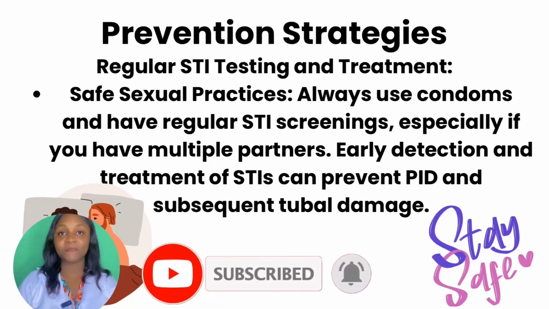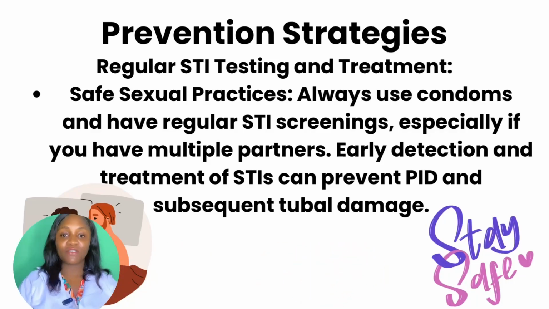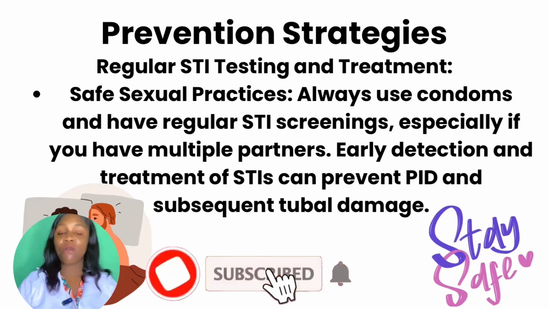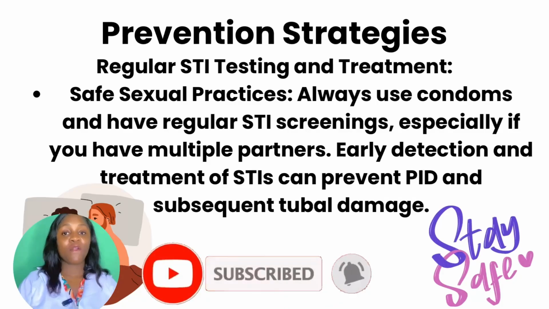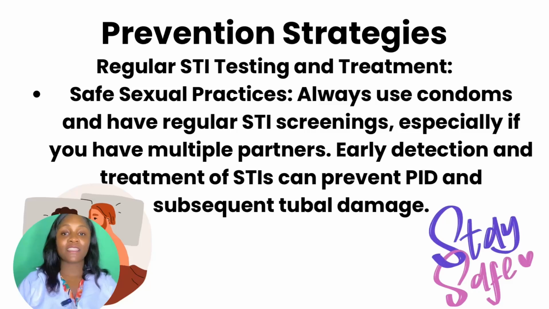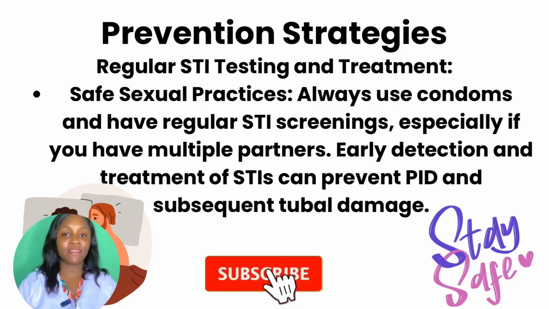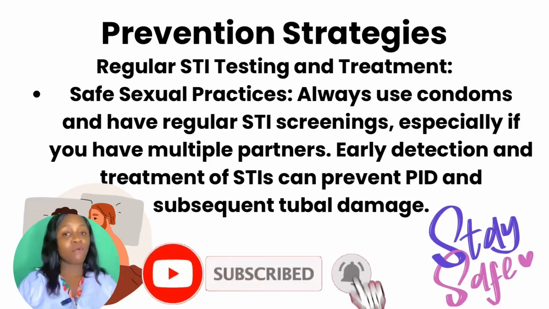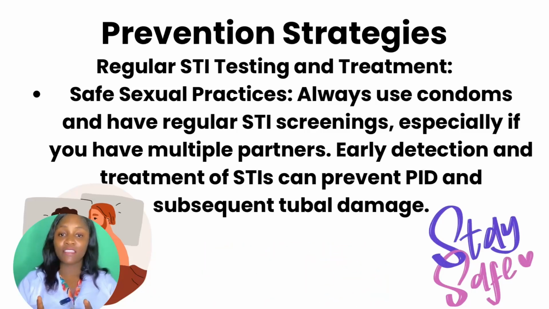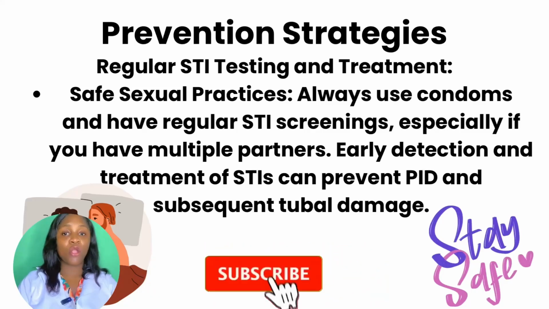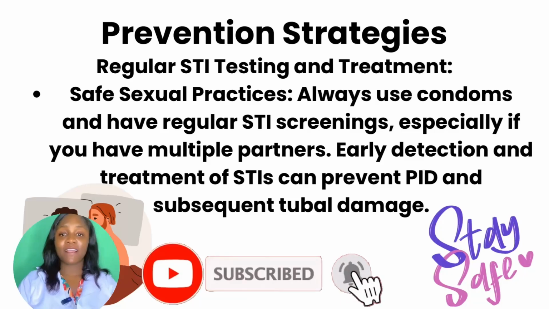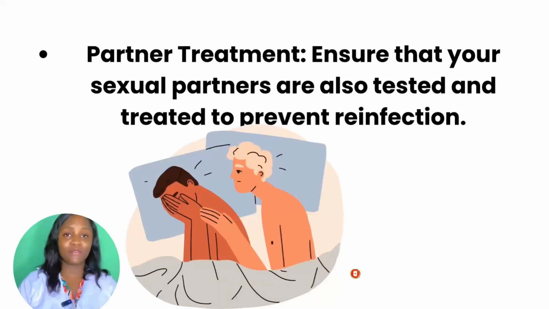How do you prevent this? By going for regular STI testing and treatment, and practicing safe sex. Always use condoms and have regular STI screenings, especially if you have multiple sex partners. Early detection and treatment of these STIs can prevent PID and subsequent tubal damage.